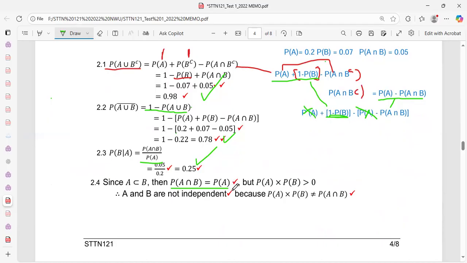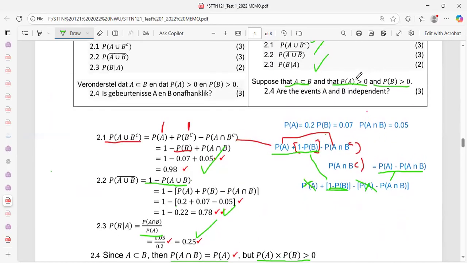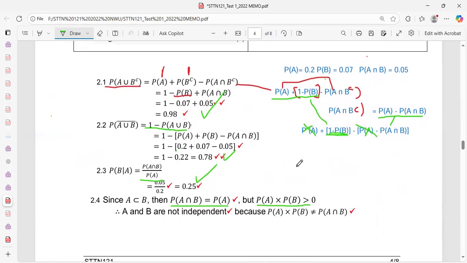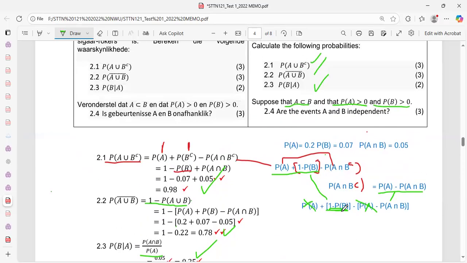So it's equal to probability of A. But in this case, the probability of A and B, already we are told that it must be greater than 0. You see, A and B, the intersection, it must be greater than 0. So if this one is equal to A, and A must be greater than 0, it means that A and B are not independent, because probability of A multiplied by B cannot be equal to this one. Can you see that? It is not equal to probability of A and B. So yeah, they are not independent.